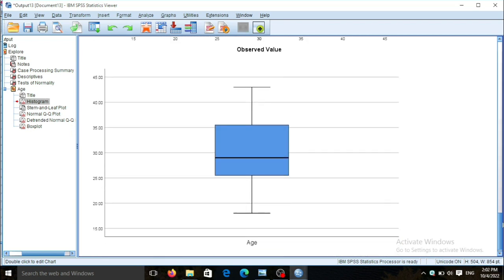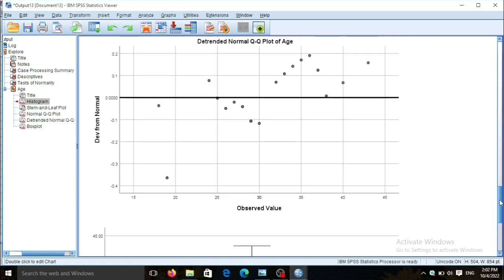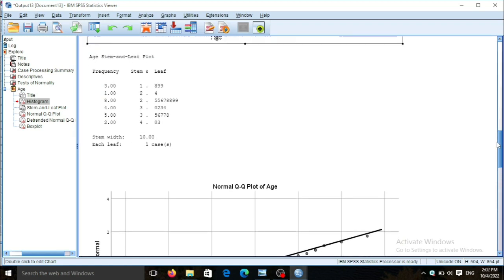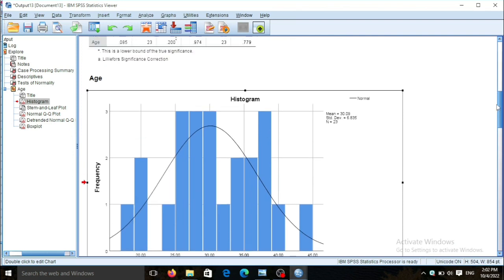And the box plot test. The box plot can also measure the normal distribution of your dataset. If this line here, this line is the median, is located in the middle of the box and the arms here and here have the same lengths, then you can conclude that your dataset has a normal distribution. But in my dataset for age, this line is not in the middle of the box. So I have some results in favor of normal distribution and some results that are not in favor of normal distribution.